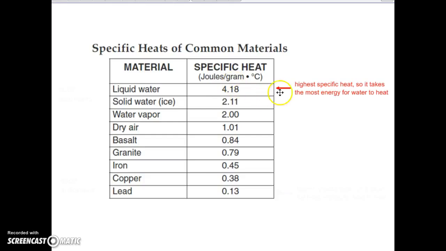That's a lot of energy. That's why water takes so long to heat up. If you look at the bottom of the chart, you'll see lead. Lead only needs 1/1300ths of a joule of energy to make 1 gram of lead go up 1 degree Celsius. So lead has the lowest specific heat. In other words, it takes a lot less energy to heat up lead. This would explain why certain things get hotter or cooler when you're outside on a hot sunny day.